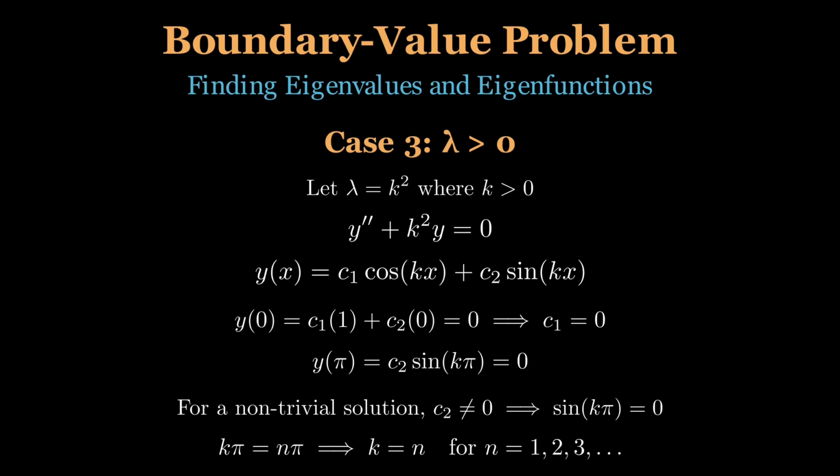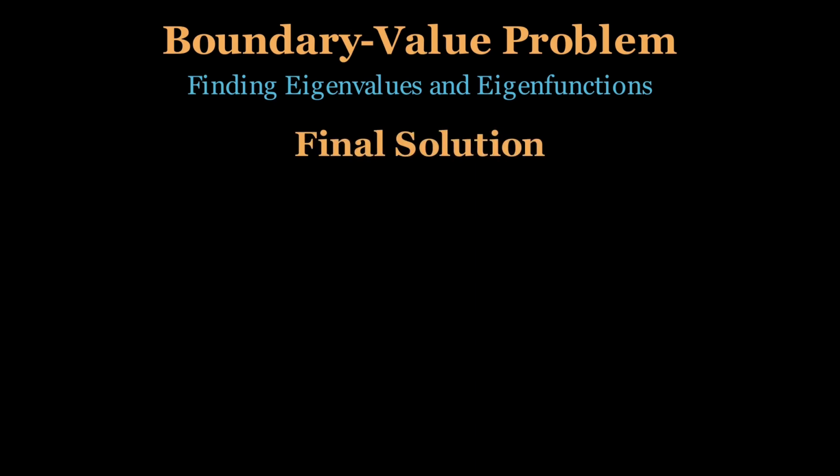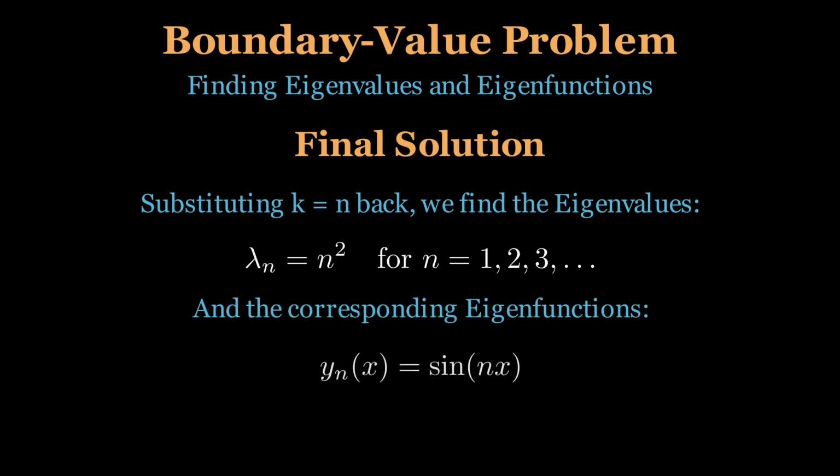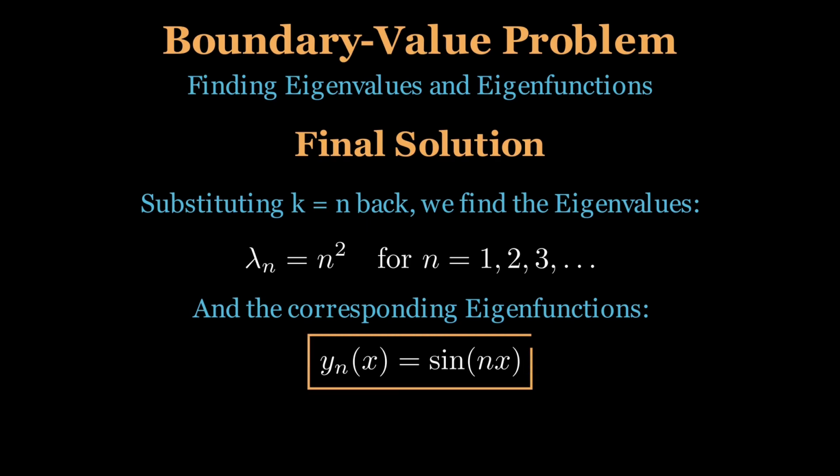In conclusion, substituting k equals n back into our definition of lambda gives our eigenvalues, λn = n squared. And our corresponding non-trivial solutions, the eigenfunctions, are yn(x) = sin(nx). This perfectly solves the boundary value problem.